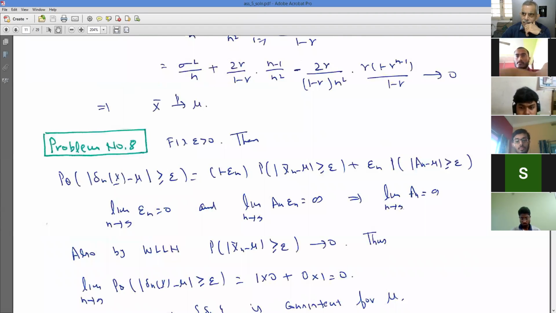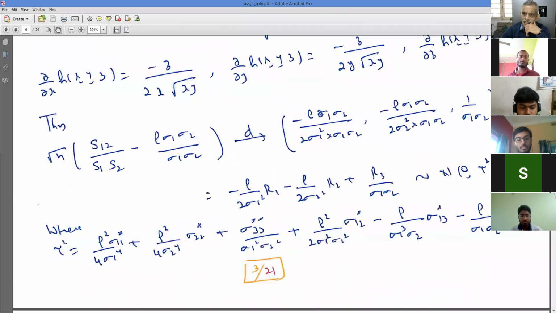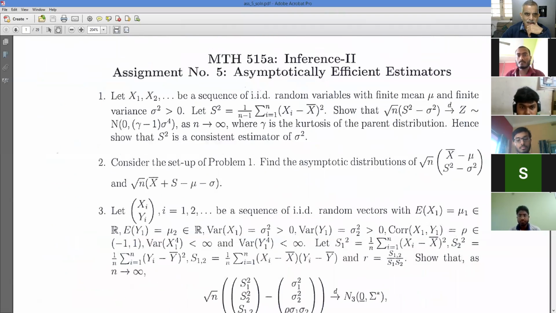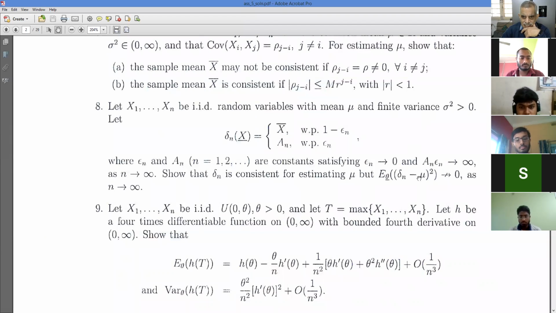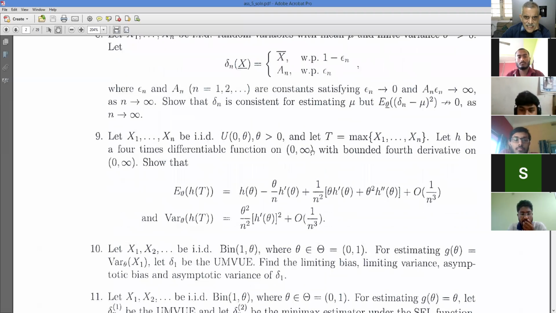So what you would see is, now let us look at problem number 8. I think that we did last time. These are counter examples to show that convergence in probability does not imply that expected value of delta n minus mu whole square will go to 0. Okay? That you can do. Uniform case, you have to show this quantity. Is that okay?